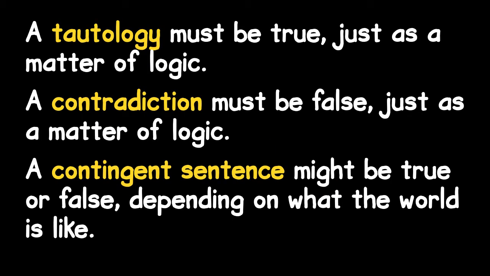To summarize, a tautology must be true, just as a matter of logic. A contradiction must be false, just as a matter of logic. A contingent sentence might be true or false, depending on what the world is like.